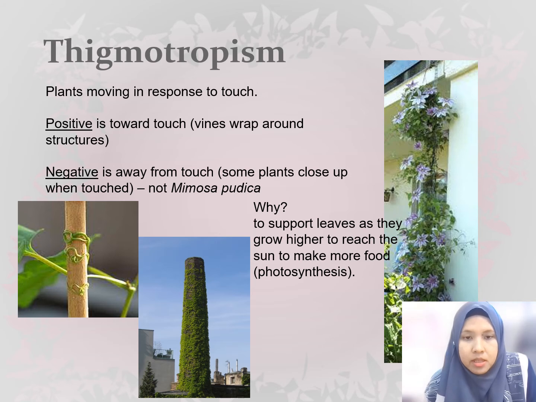The next tropism is thigmotropism. Thigmo means touch. So thigmotropism is when the plants are responding to touch. They move towards the touch. They are having a positive thigmotropism whenever they are in contact with a structure or anything, so they will wrap themselves around it. When they touch something, they will wrap themselves around that structure. Negative thigmotropism is when they go away from the structure whenever they touch that structure.